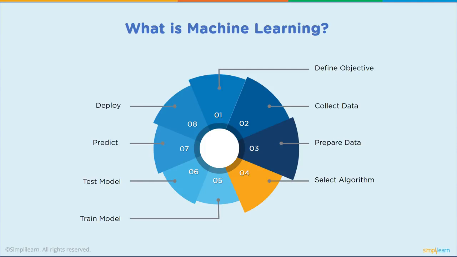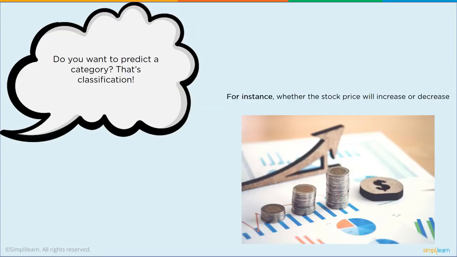And we do have some basic divisions of what machine learning does that's important to know. For instance, do you want to predict a category? Well, if you're categorizing things, that's classification. For instance, whether the stock price will increase or decrease. So in other words, I'm looking for a yes-no answer. Is it going up or is it going down? And in that case, we'd actually say, is it going up? True. If it's not going up, it's false, meaning it's going down.